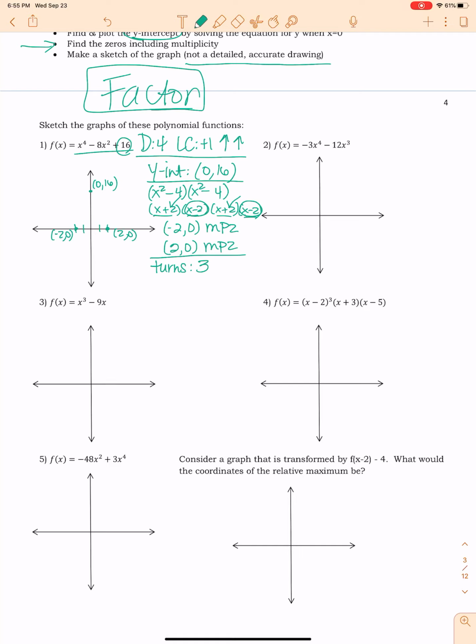Okay, so remember we talked about the idea that this has got a bounce here. All right, so I know it's going to do something like that, and I know my graph has to go through 0, 16. And I know it has to have 3 turns, so 1, 2, 3, just like that. All right, so there's my up behavior.